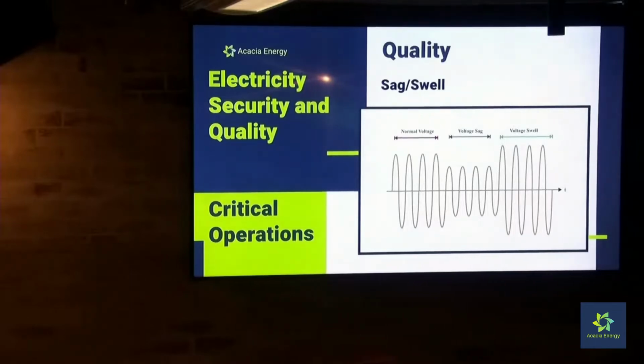With plant that is designed to handle these, and our newer plant, sags and swells are of less issue, especially if they're mild. Where we see sags and swells that are of significant duration or depth, that's when you start to have issues with your plant.